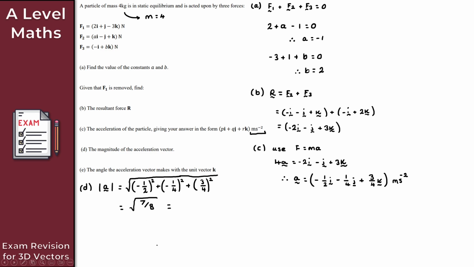And if you round this to say 3 significant figures, then what you would get is 0.935, so 0.935 meters per second squared. Okay? And there we have it. So that gives us the magnitude of the acceleration vector, giving us the solution to part D. And then finally, for the very last part of this question, part E, all we want to do is find the angle the acceleration vector makes with the unit vector k.